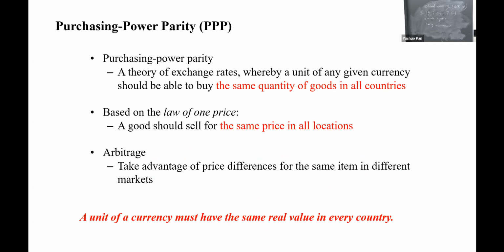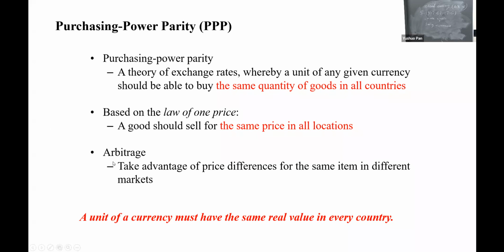All right. Purchasing power parity: a theory of exchange rate whereby a unit of any given currency should be able to buy the same quantity of goods in all countries. Based on the law of one price, a good should sell for the same price in all locations. That's the definition of purchasing power parity, because they assume that for the same stuff, the price should be the same. Like the Big Mac in the United States sells for $2, and it should be the same price as $2 in other countries. But because of the different exchange rates, the nominal figure could be different. But the real exchange rate should be the same. That's the purchasing power parity.